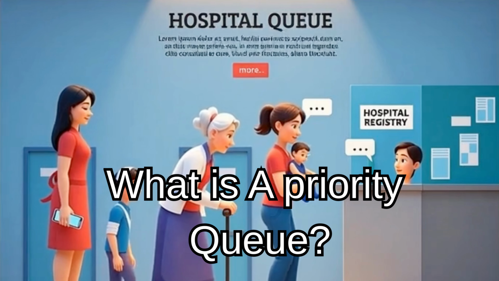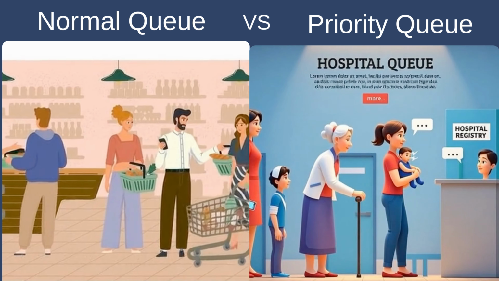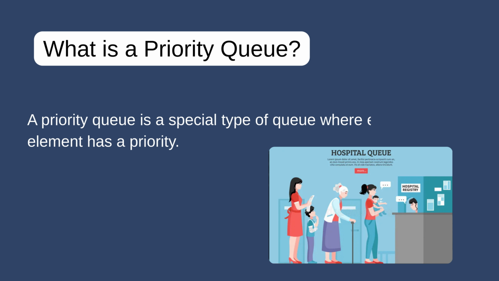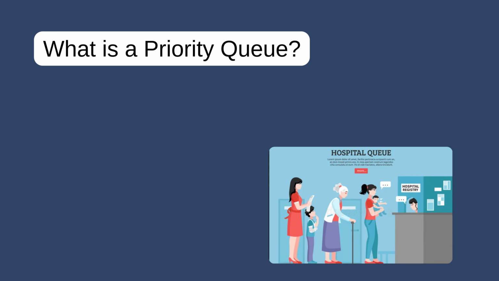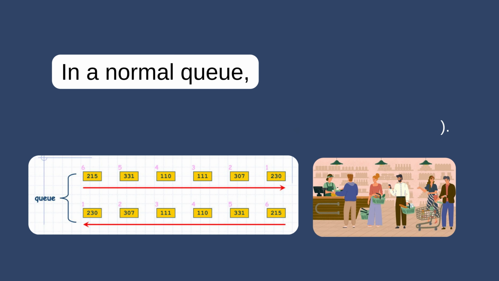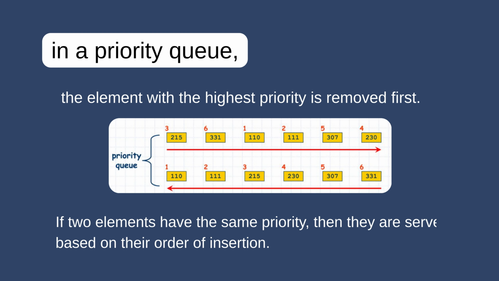What is a priority queue? Here you can see a normal queue and a priority queue. First, let us understand what a priority queue is. A priority queue is a special type of queue where each element has a priority. In a normal queue, the first element that comes in is the first to go out. We call it FIFO. But in a priority queue, the element with the highest priority is removed first. If two elements have the same priority, then they are served based on their order of insertion.